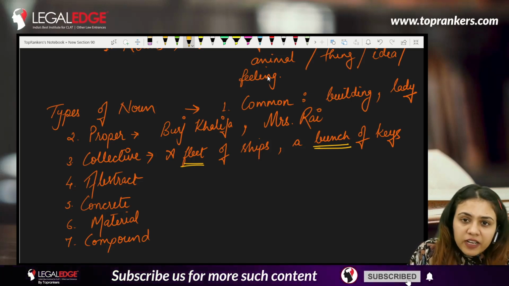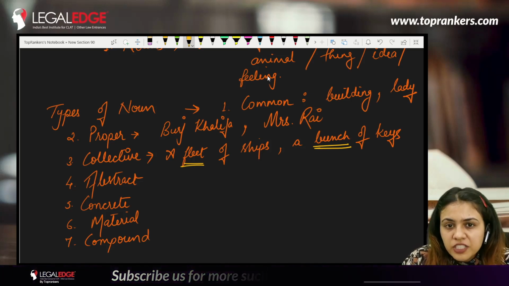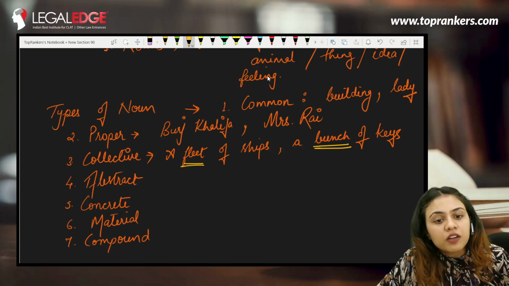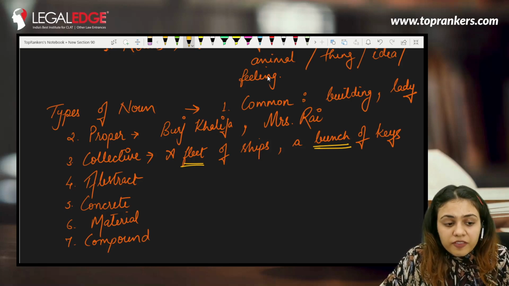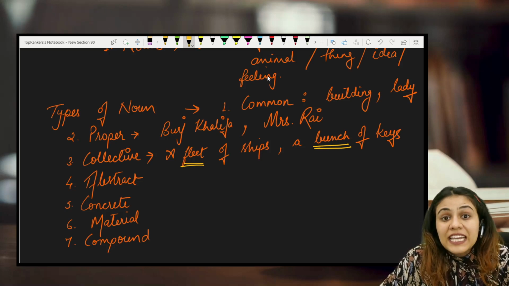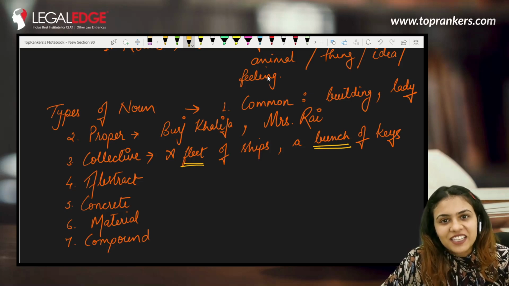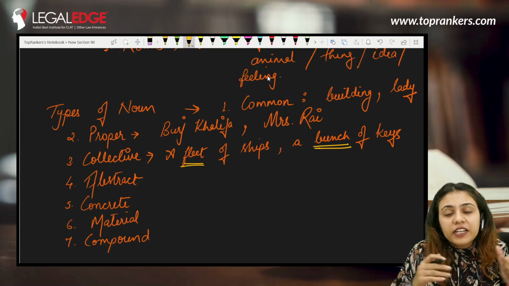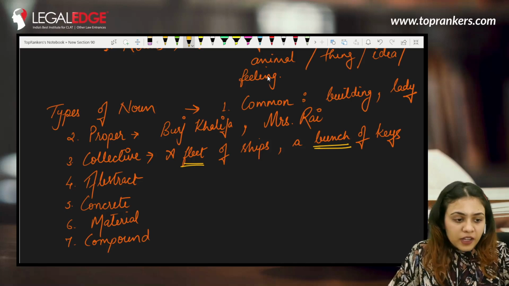Also, one more thing, whenever there's a collective noun mentioned, consider it as a single unit. Okay, and that's the reason it always carries a singular verb along with it. For example, a fleet of ships is sailing on the sea. Are you getting my point? Why did I use is? Because a fleet is considered as singular, right?